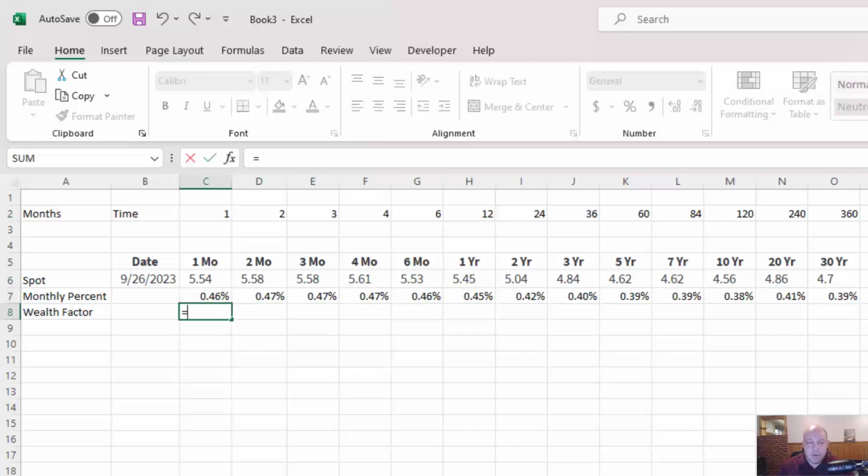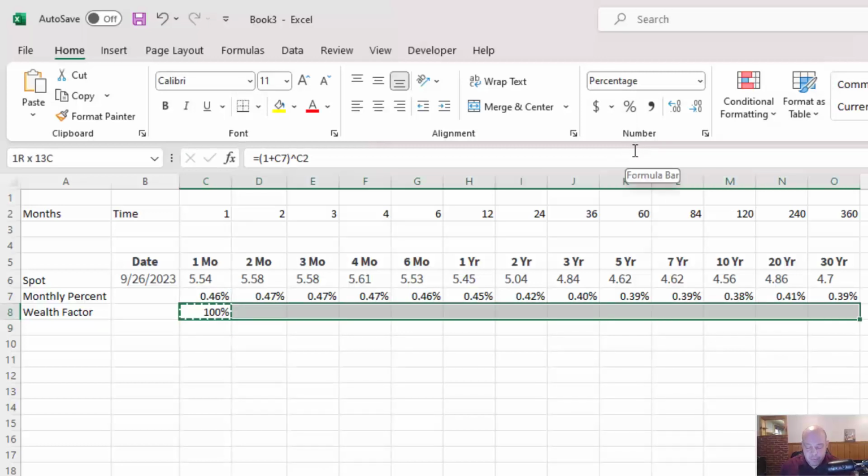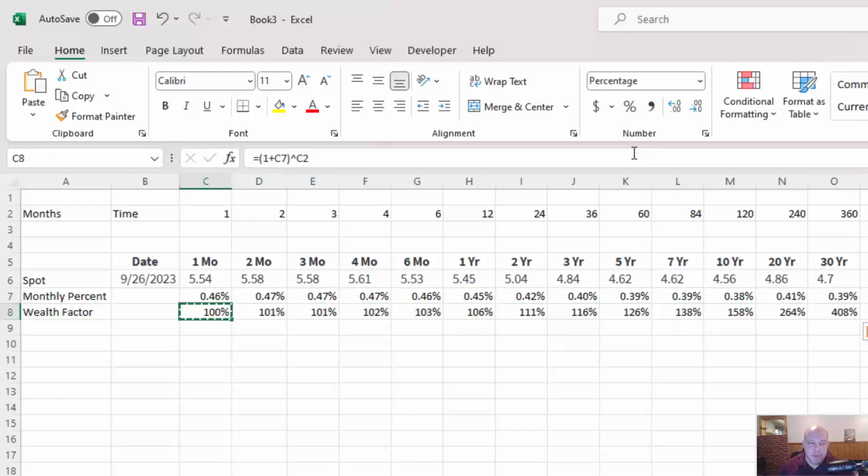That's all it is. So the formula for that is going to be 1 plus the monthly percent to the amount of time in months. Simple, right? Make that a percentage. Copy and paste it so I get the format copied over. So now we have the actual wealth factor. So if I invest $1 today, in 2 months I'll have 101% of that dollar. Pretty bad. And then if I wanted to do it for 12 months, now I have a 6% gain. That's pretty good. That 6% is almost close to that 5.45, makes sense. Okay, looking pretty good.